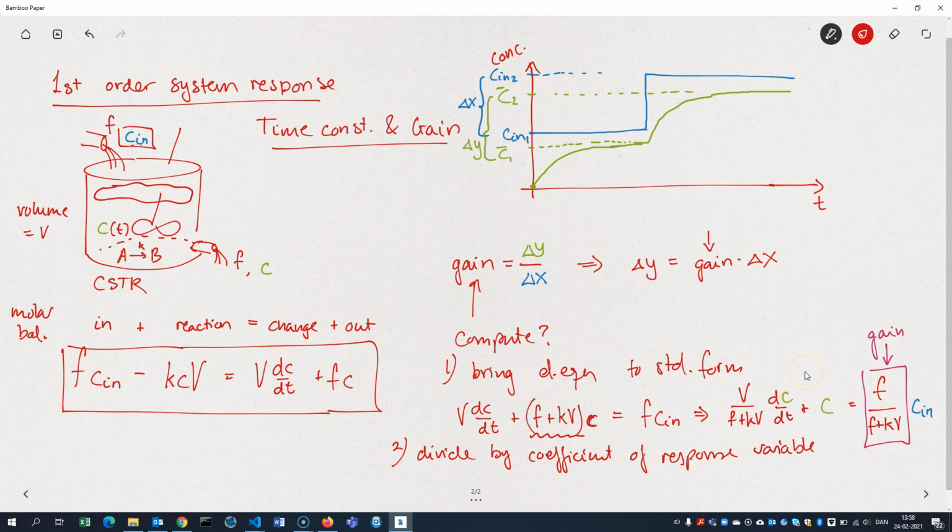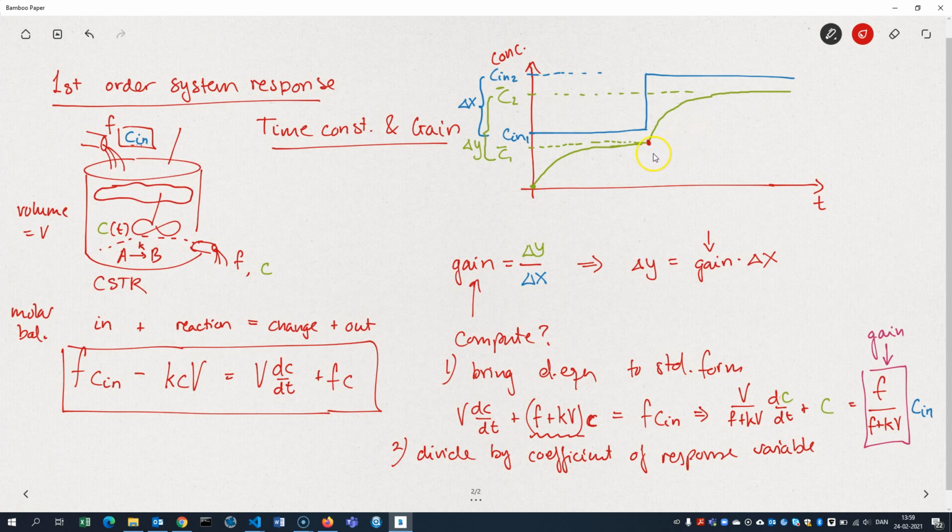Now, the next question we would like to answer is, how much time is it going to take for the response to go from here to the new steady state level? We came from this level, C1 bar. Then we changed the input level, and the system responded by gradually changing the concentration. The question is, how long will it take? Well, the good answer is forever, because mathematically speaking, this function is never going to reach steady state. So we can't really answer that question.